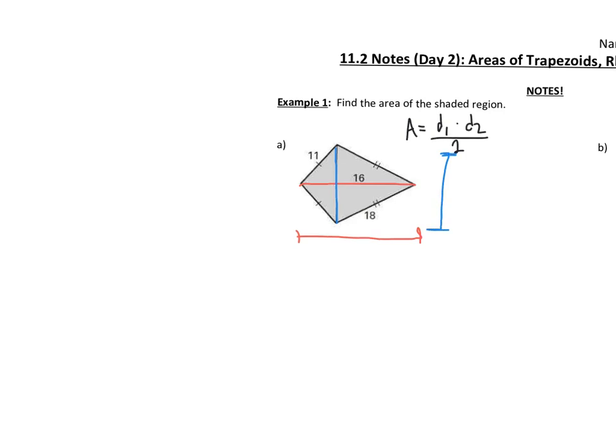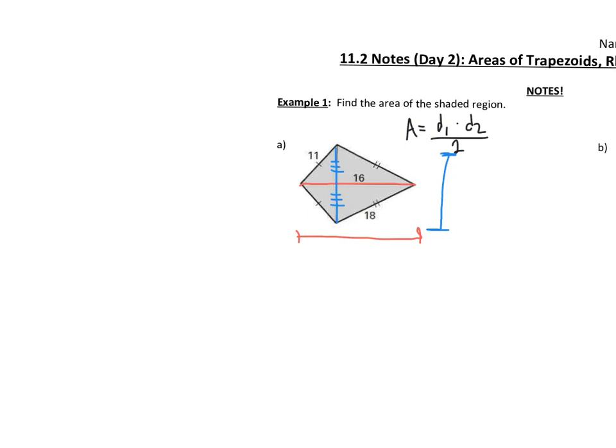Now, as I look at my picture, I can see they did not give me everything that I needed. I know this distance right here of my red diagonal is 16, but I don't know what this is. And I don't know what any of that is right there with my blue diagonal. Now, the nice thing with a kite, here's where your properties are going to come back, is that I know that this side length right here has to be congruent to that side length. So if I can somehow figure out what that side length is, then I can figure out what that diagonal is.